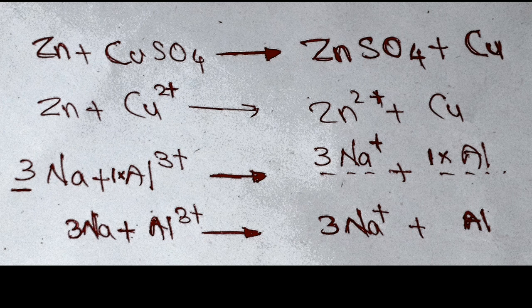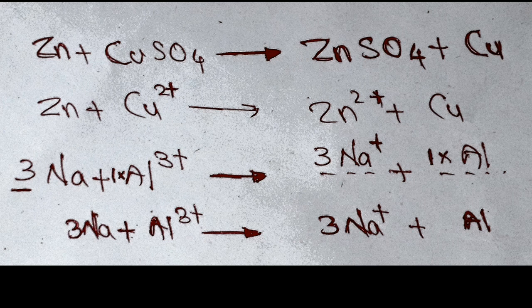Look here, another chemical reaction. Sodium: Na plus Al3+ gives Na+ plus Al. We know sodium is group 1. Also we have to balance this equation: Na plus Al3+ gives Na+ plus Al.